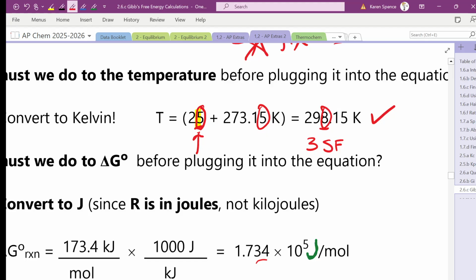Yes? If the reaction is at standard state, would that change the sig figs? I think if you're told it's at standard state, you could probably just go with 273.15 or 298.15 and be done with that. Yeah. So it would have 5.